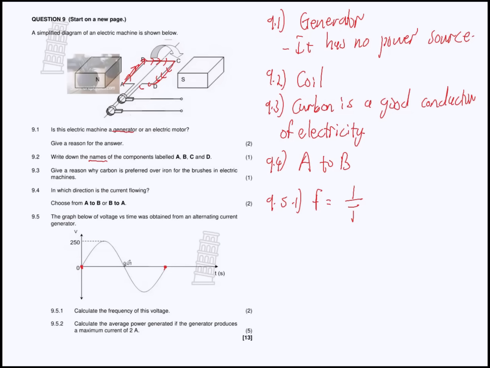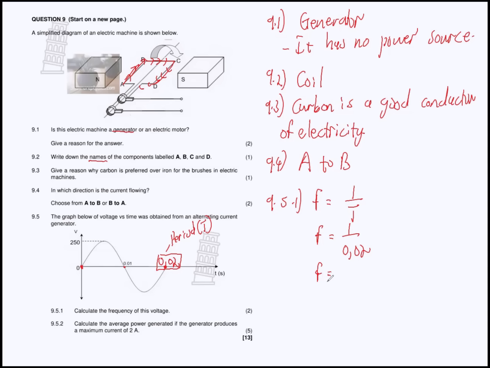So if half a cycle is completed in 0.01 seconds, that means to complete a full cycle will be 0.02 seconds. So this value that we are seeing here is what is known as the period. And the period is represented by the symbol T, right? So to calculate our frequency, we simply need to say 1 over 0.02. And then you simply punch all of that in your calculator.